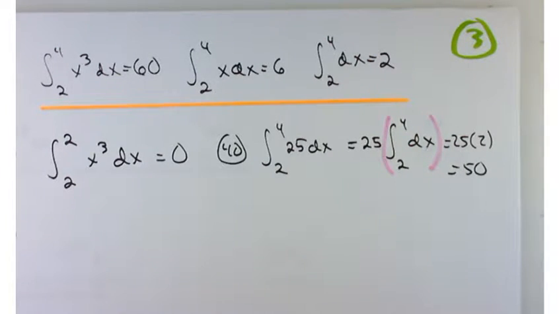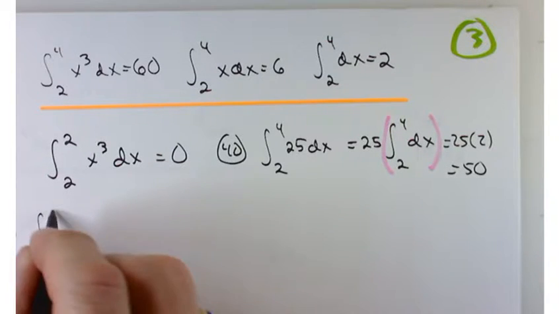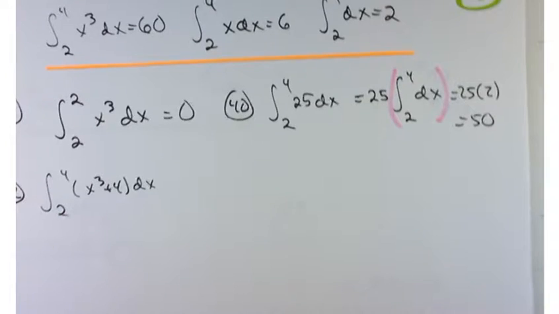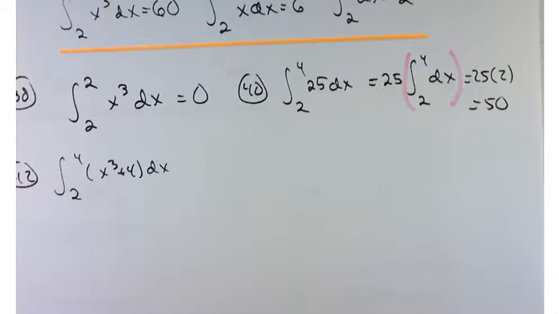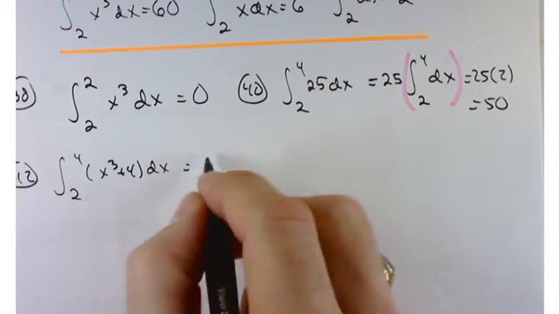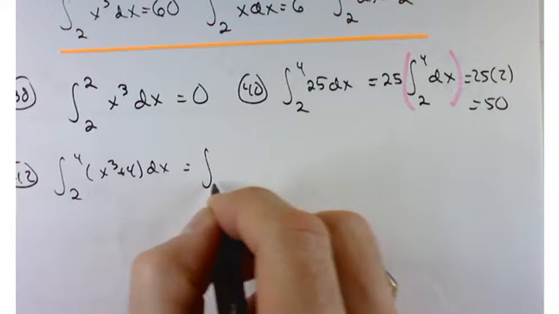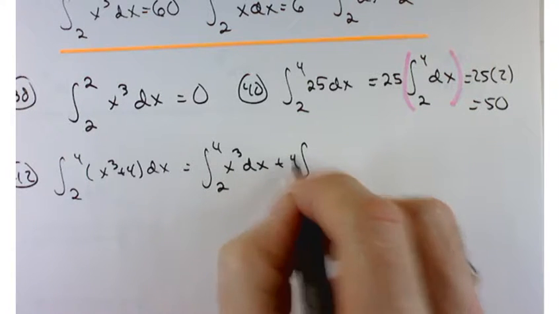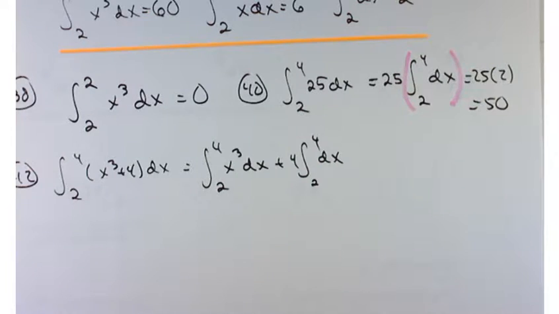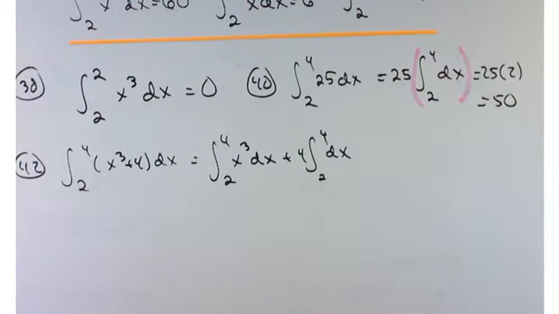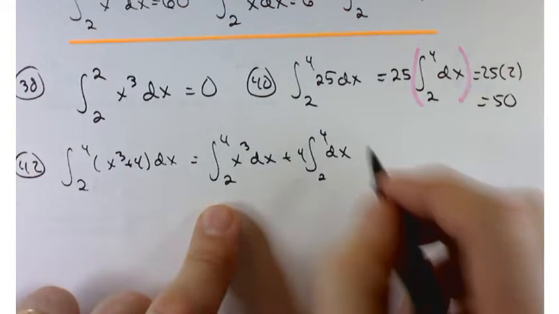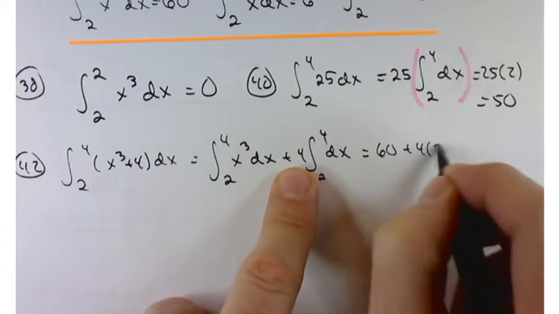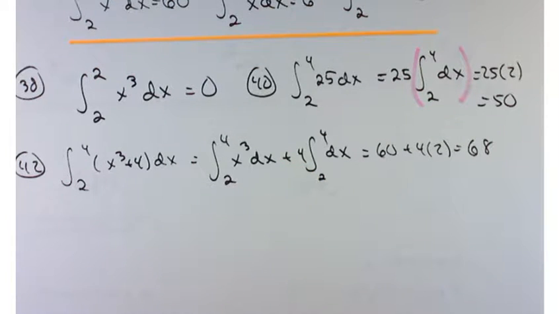Let's try a couple more. Problem number 42. The integral from 2 to 4 of x cubed plus 4 dx. What would you guess is going to happen here? What do you think I'm going to do with this? Break it up. Oh, good choice. Yeah, let's break it up. The integral from 2 to 4 of x cubed dx plus, actually, 4 times the integral from 2 to 4 of dx. So again, using those linearity properties of the integral. And I know the first one, right? First one is 60. The second one is 4 times 2 for a total of 68.